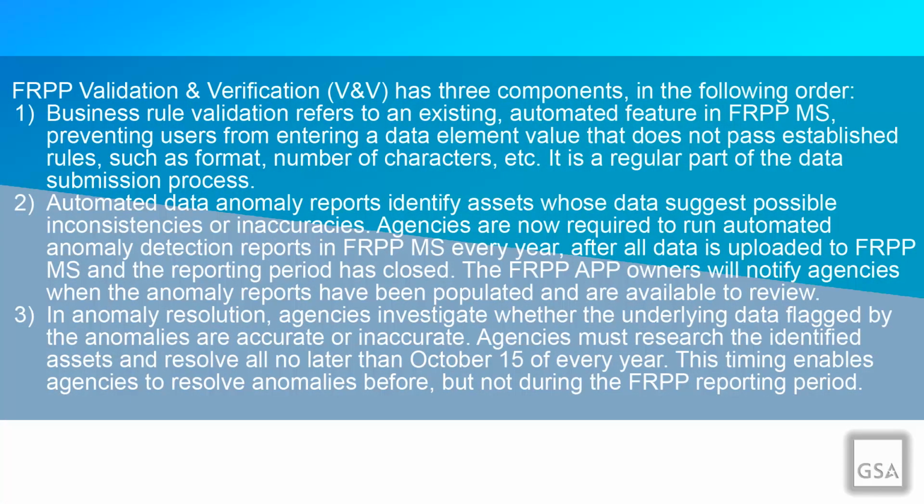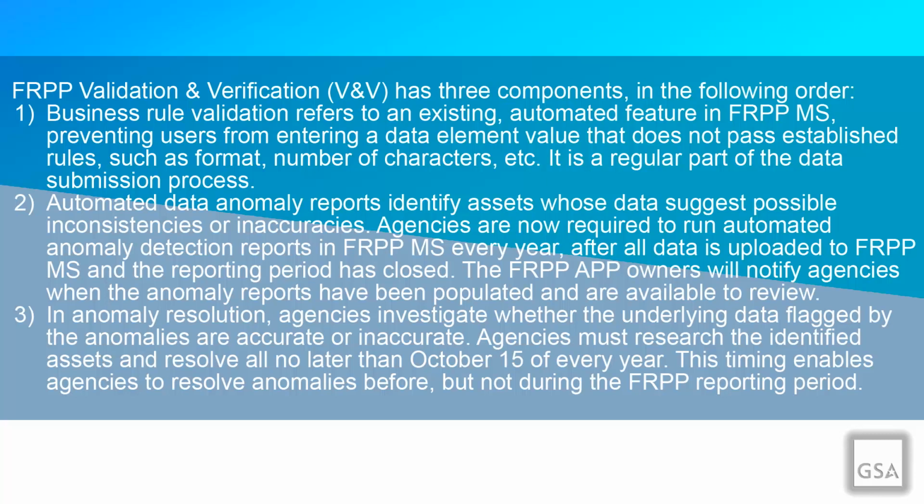FRPP Validation and Verification, V&V, has 3 components in the following order. 1. Business Rule Validation refers to an existing automated feature in FRPP MS preventing users from entering a data element value that does not pass established rules such as format, number of characters, etc. It is a regular part of the data submission process.